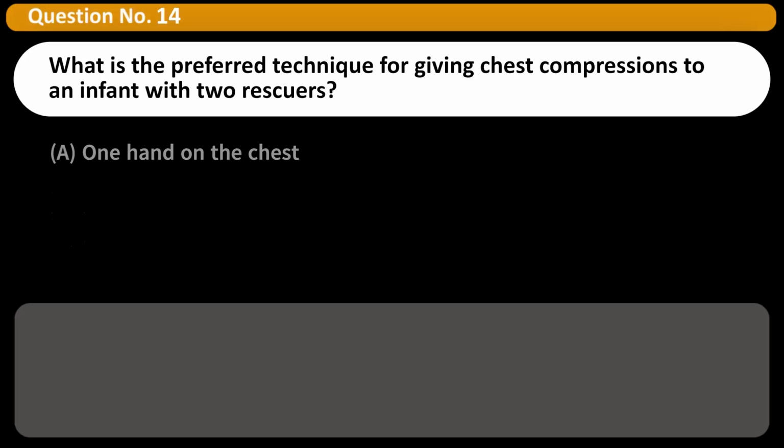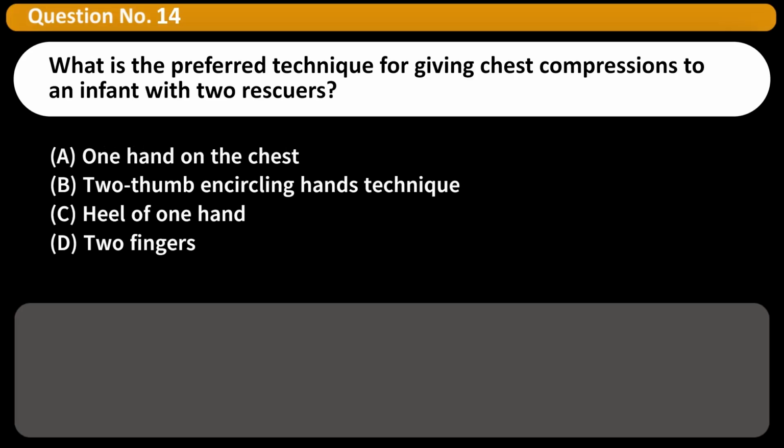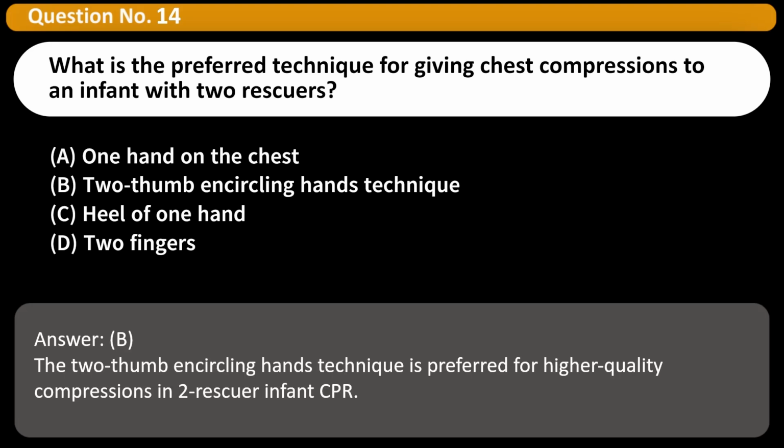What is the preferred technique for giving chest compressions to an infant with 2 rescuers? A. One hand on the chest. B. 2 thumb encircling hands technique. C. Heel of one hand. D. 2 fingers. Answer B. The 2 thumb encircling hands technique is preferred for higher quality compressions in 2 rescuer infant CPR.